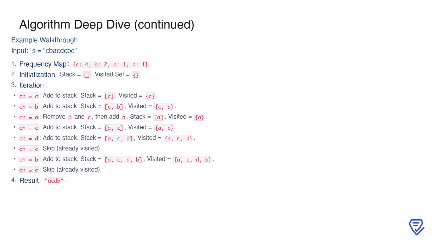The next C is skipped because it's already visited. Then B is added, making the stack A, C, D, B, and the visited set A, C, D, B. Finally, the last C is skipped as well. The stack at the end is A, C, D, B, and the resulting string is ACDB.